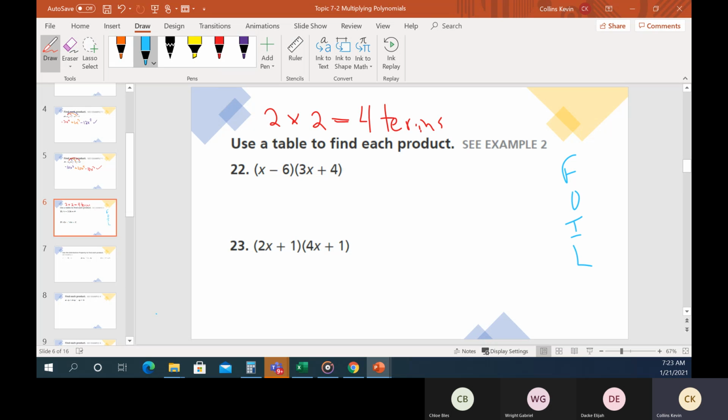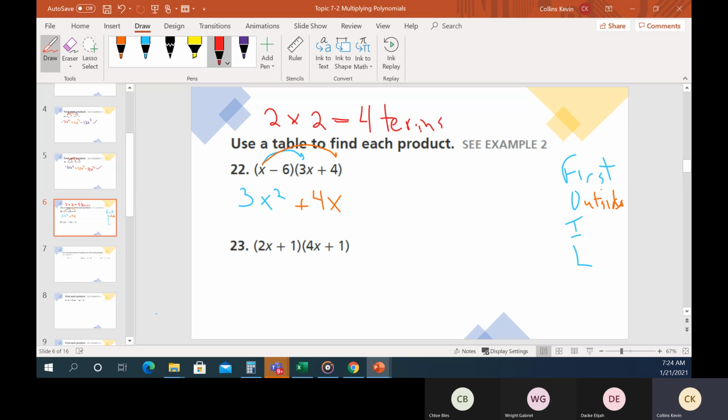The F stands for first terms. So you take the first term in each parenthesis, multiply them together. So we've got 1x times 3x. So 1 times 3 is 3. X to the first and x to the first is x to the second. Okay. So then O stands for outside. Okay, so outside means the very first guy and the very last guy. So we've got an x and a plus 4, so that's going to be plus 4x. Okay.